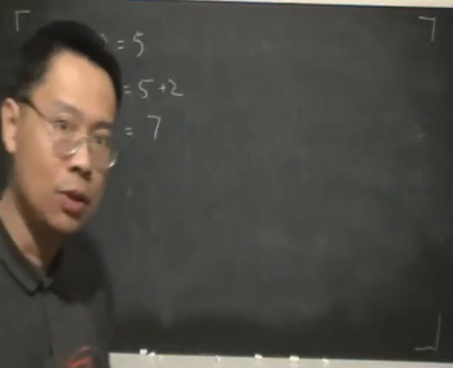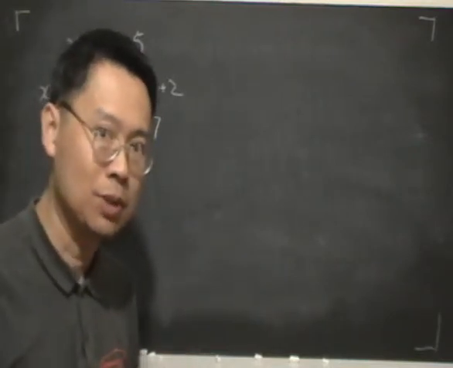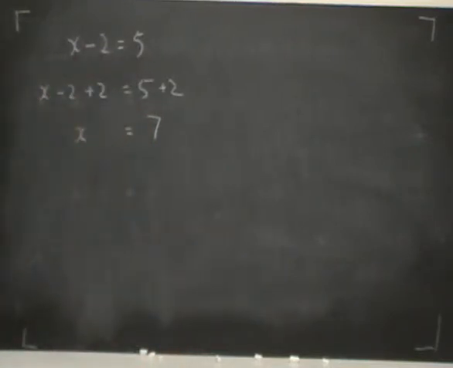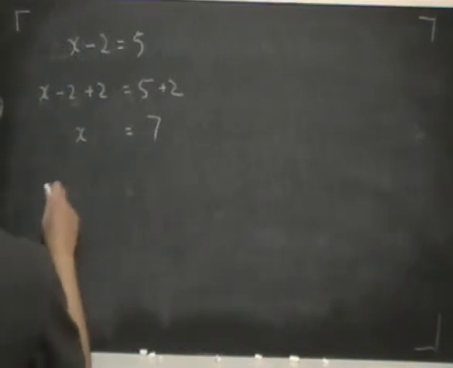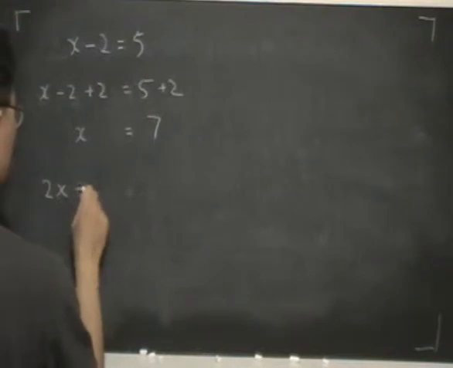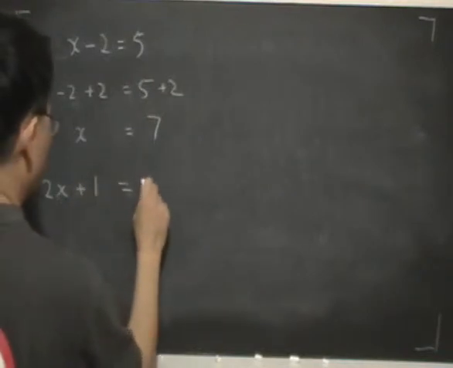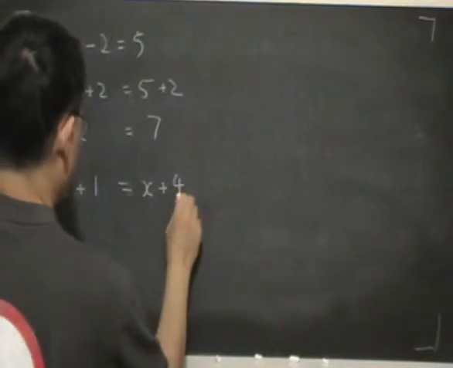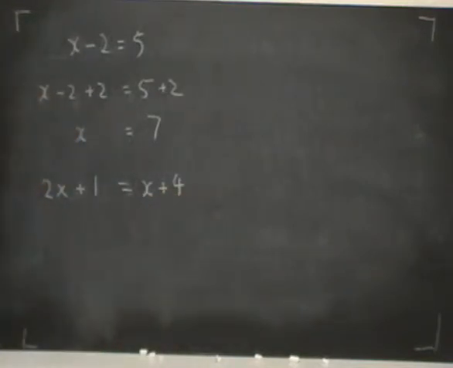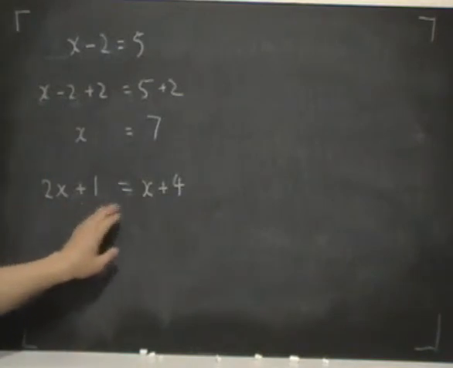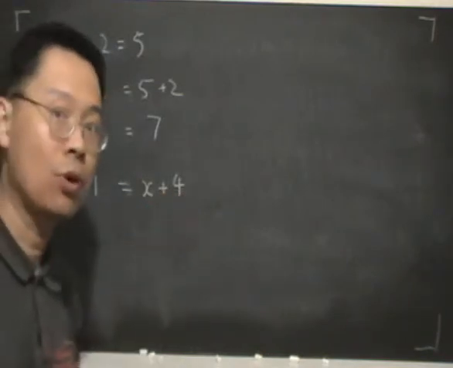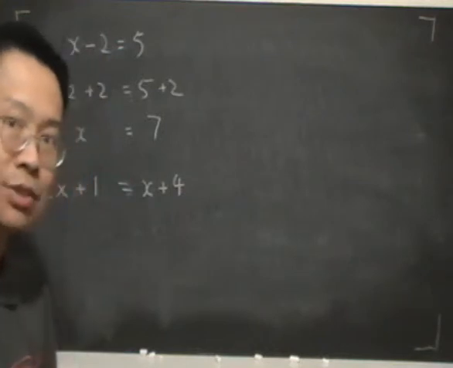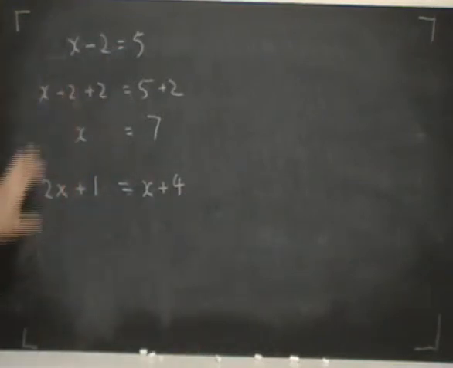Right. Now let's go on to something slightly more difficult. Now in this equation, 2x plus 1 is equal to x plus 4. Notice that we have x on both sides of the equation.